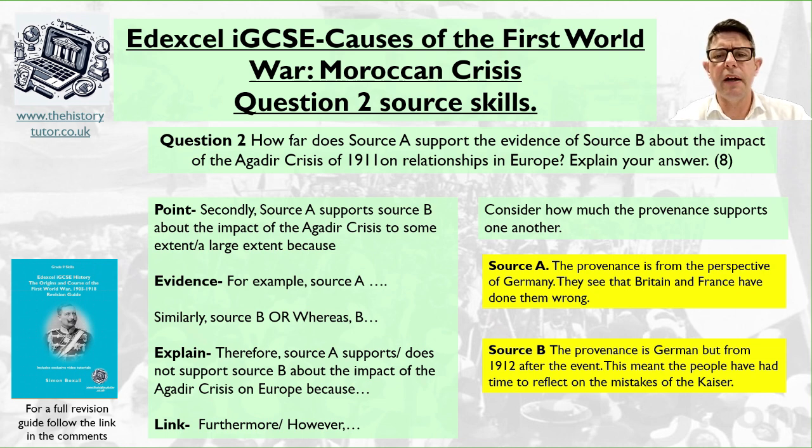We're going to talk about our argument first of all, making our point. We're going to give the evidence from each source. We can say similarly or whereas to support our ideas. If we're saying difference, we're going to say whereas, and then we're going to explain if they support each other or not with a little bit of our knowledge-based understanding. So let's now give this a go.